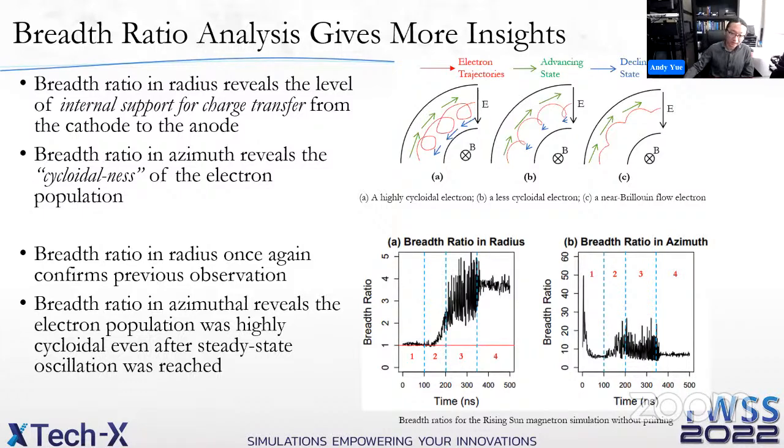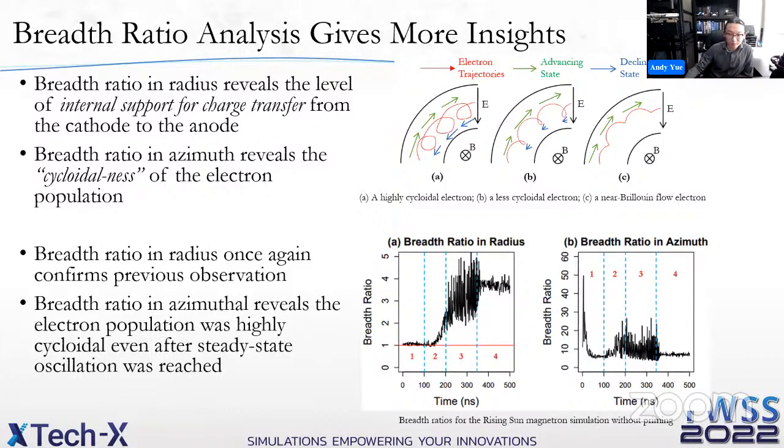Now, at a given time spot, if particles have a positive velocity in the nominal direction of movement, we call this particle an advancer. If the velocity direction is counter to the nominal direction of movement, we call this particle a decliner. And the breadth ratio for each axis is simply the ratio between advancers and decliners. In short, the breadth ratio in radius reveals the level of internal support for charge transfer from the cathode to the anode. We will explain this when we look at specific plots.